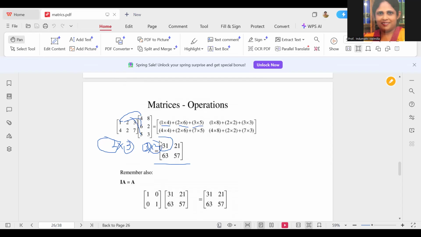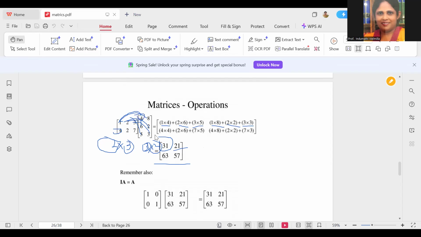And next, 1 multiplied by 8 here plus 2 multiplied by 2, this one, and 3 multiplied by 3, this one. So we need to add after multiplying. 1 into 8, 8; 2 into 2, 4; 3 into 3, 9. 9, 4, 8. Altogether 21.